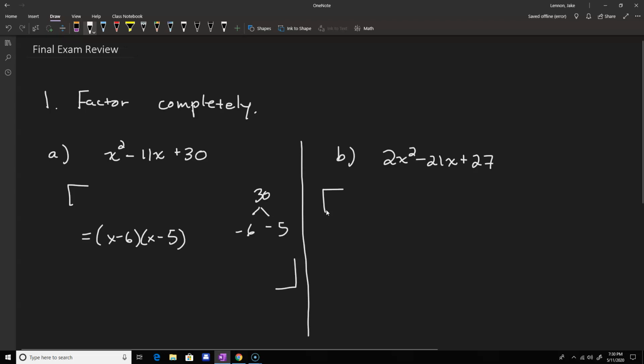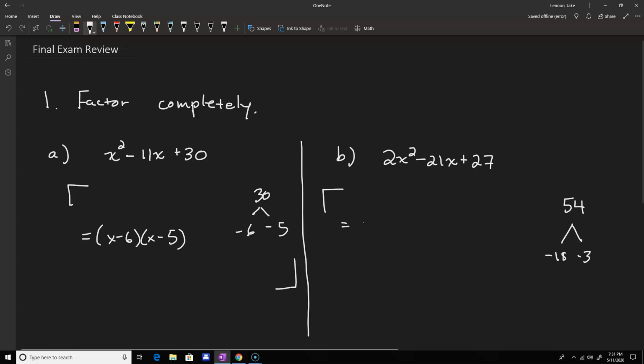B is a little more complicated because the number in front of the x squared is a 2 now, so what we have to do is take the 2 and multiply it with the last number, 27, so we get 54. And now we're tasked with finding two numbers that multiply to 54, but when you add them up, add to negative 21. So negative 18 and negative 3 should do the job.